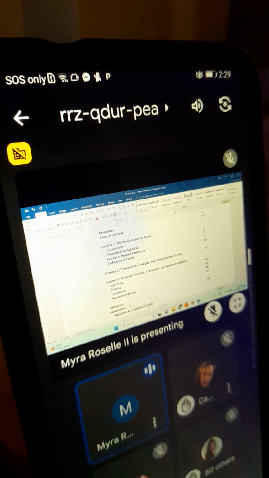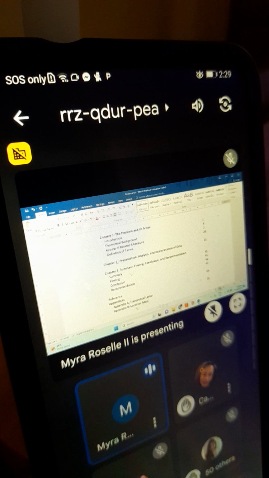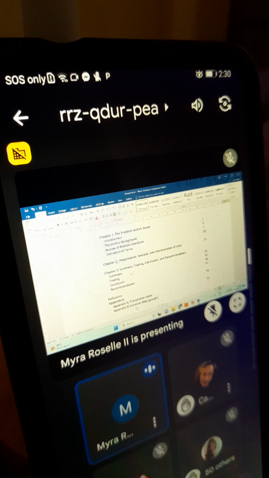Ang pinakauna ninyong buhaton right after our orientation workshop is to draft your transmittal letter. Okay, butang ta 55. Appendix B, location map. For your Appendix B location map, Google Map lang ibutang dito ha. Okay, 56.